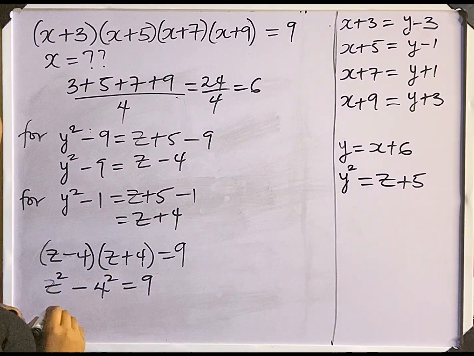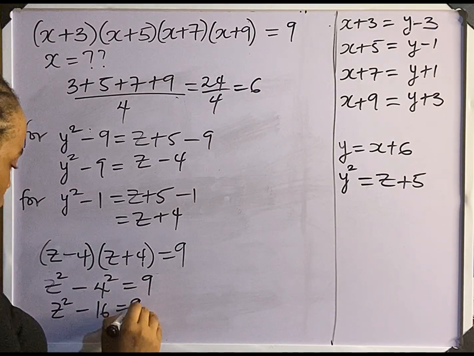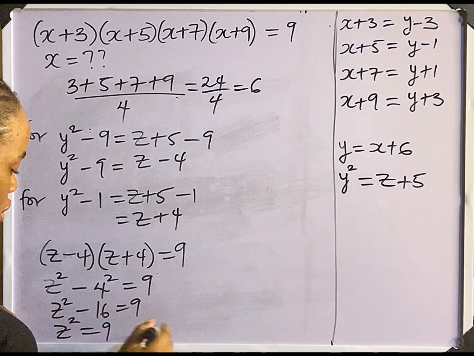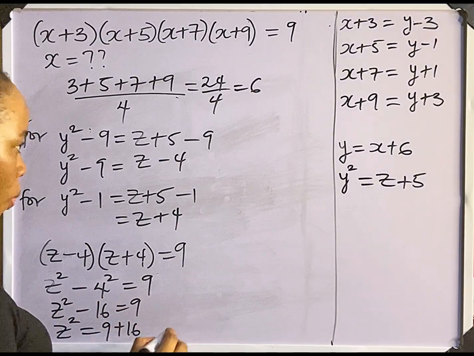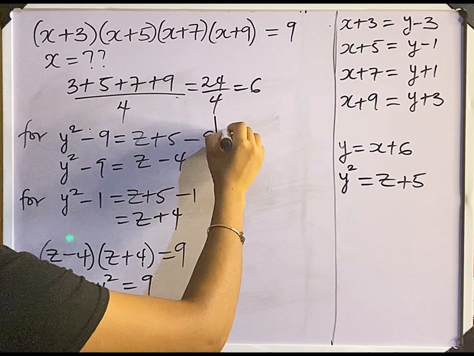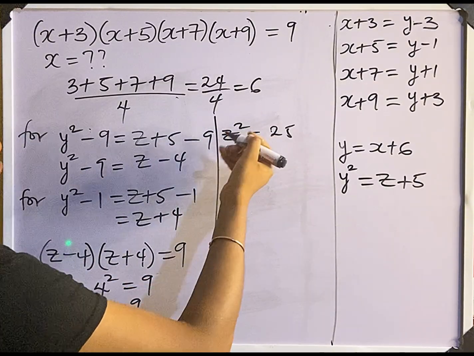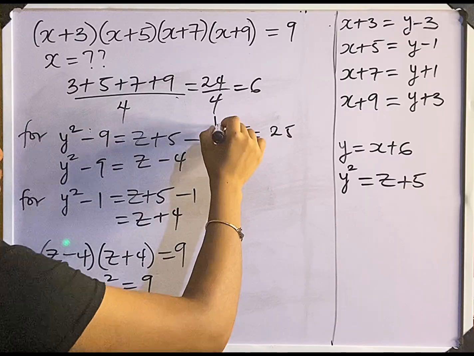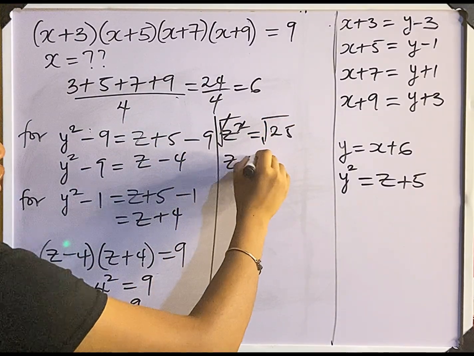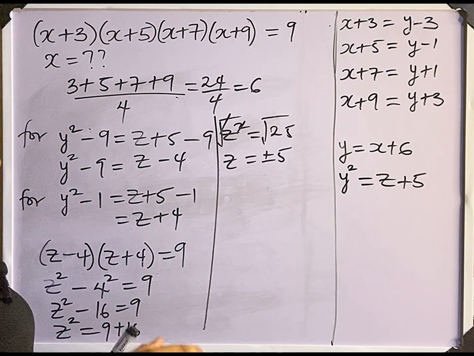So this becomes z squared minus, this is 16, equals 9. So we collect like terms. z squared equals 9 minus 16 comes over, becomes plus 16. So this implies that z squared equals 9 plus 16, that's 25. So if we are looking for z, we take the square root of both sides so that the square cancels the root. z equals what? Plus or minus 5. So now we have gotten our value for z.